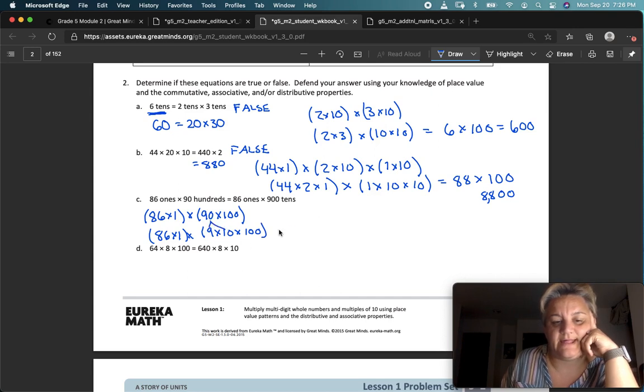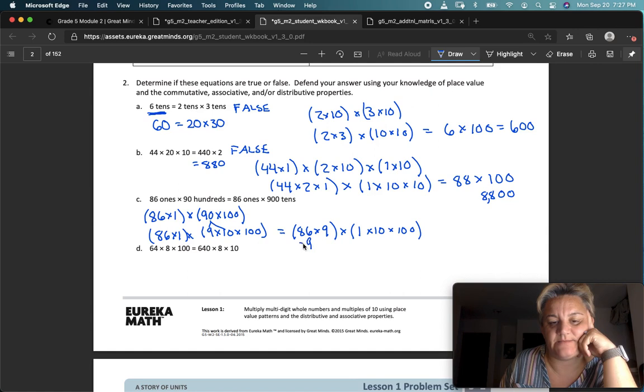Okay. And that's going to give me, I can multiply this now, 86 times 9. And then on the other side, I would have the 1 and the 10 and the 100. 1, 10, 100. And this would give me, let's see, 86 times 9. 54, 5, 72, 774. Okay. And here is 1 times 10 is 10, times 100 equals 1,000, which would give us 774,000. Okay, that's this side.